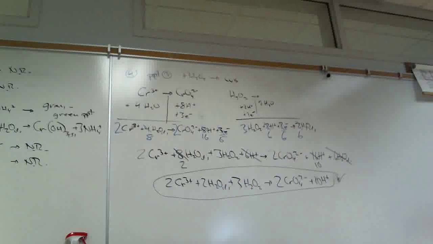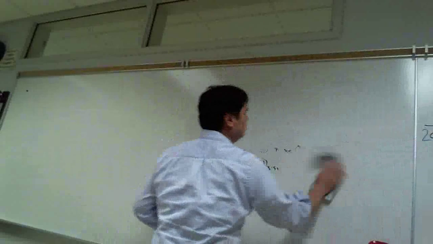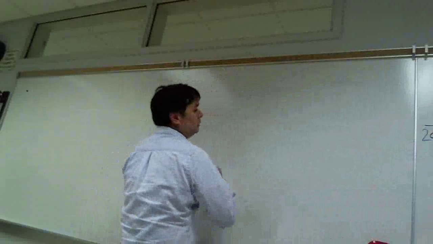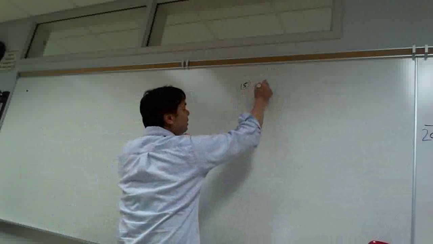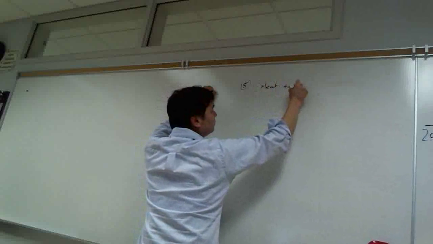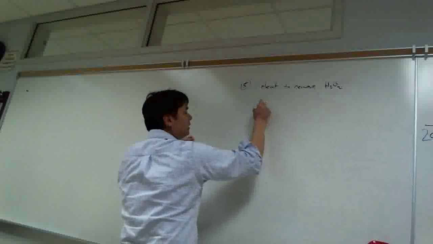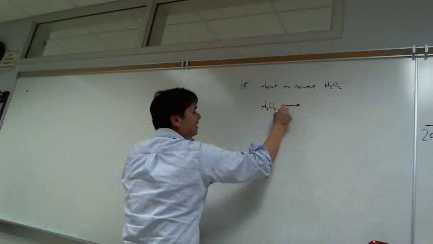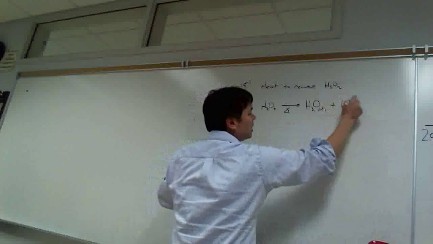Okay, once we have chromate, then we're going to heat to remove excess hydrogen peroxide. We don't want excess hydrogen peroxide in there because that could oxidize things we don't want oxidized. And so here, heating the hydrogen peroxide, delta is the symbol for heat, just decomposes into H2O liquid plus oxygen gas.